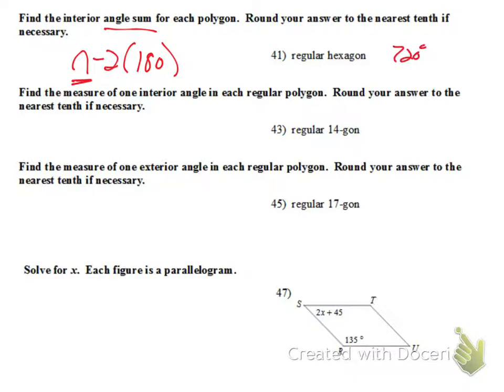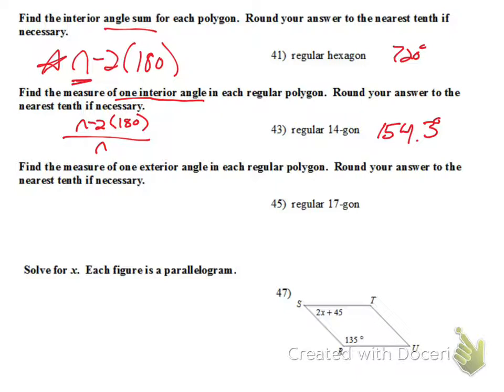and got 720 degrees. Find the measure of one interior angle. So I'm going to use this same equation here, n minus 2 times 180, but I'm going to divide everything by n. So 14 again, right? So I just do 14 minus 2 is equal to 12, right? And then 12 times 180 is 2160, but then I have to divide that by the number of angles or sides that the polygon has. So if it has 14, I have to divide by 14. So that's going to be 154.3 because I'm rounding to the nearest tenth. So 154.3 degrees.